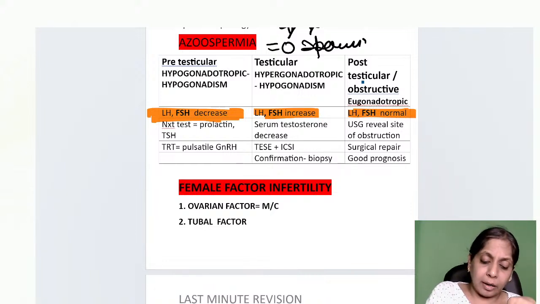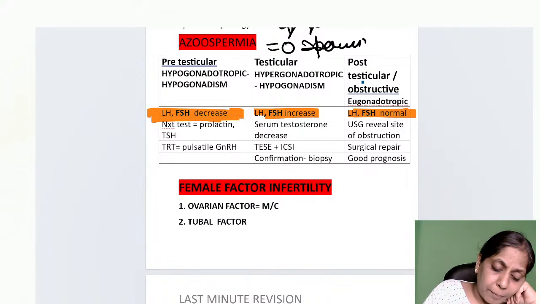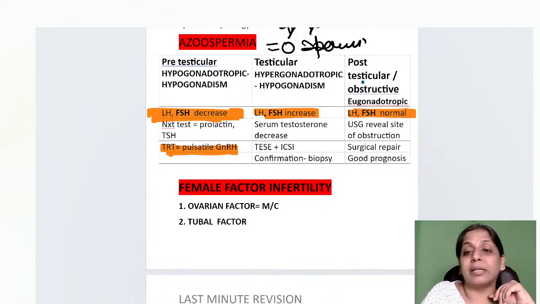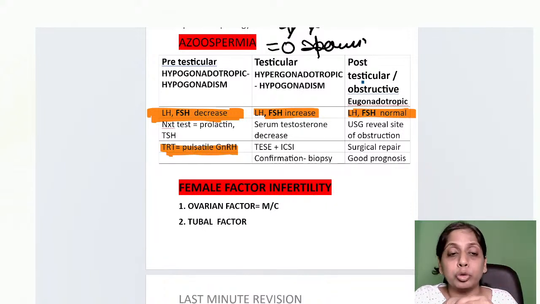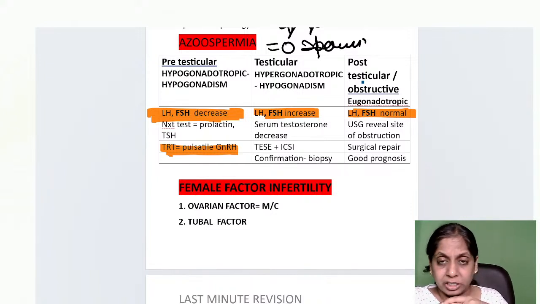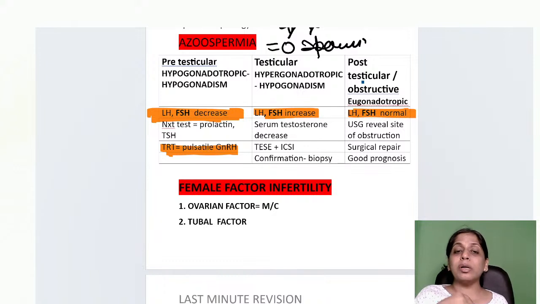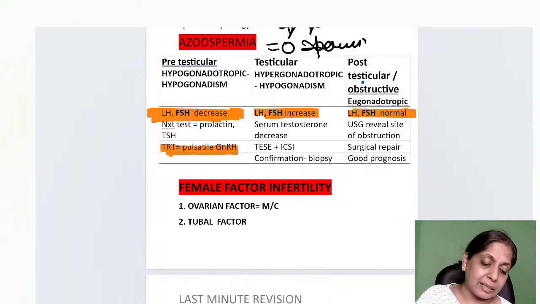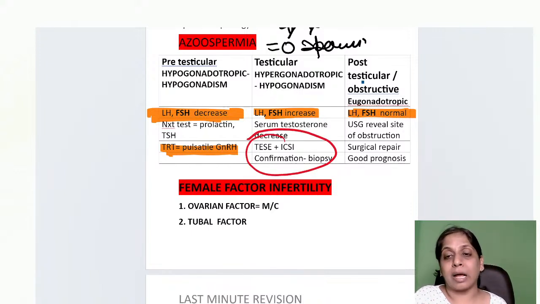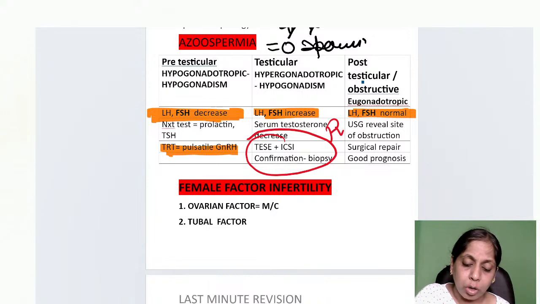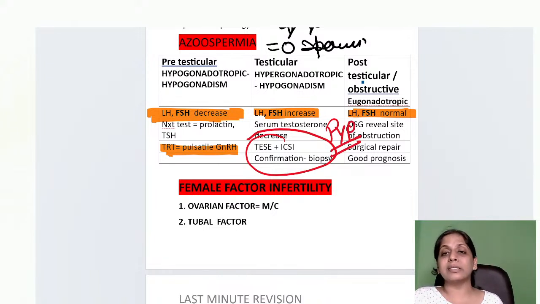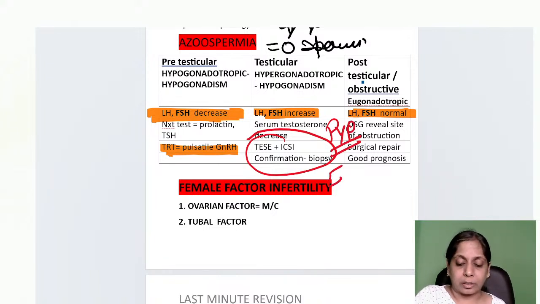The treatment of the pretesticular, that is where the hypothalamus and pituitary are at fault, is pulsatile GnRH. Whereas when testicular failure is there, then the treatment is TESE and ICSI. That is what is expected this time in the question that will be asked to you. It is a PYQ and it is also expected.